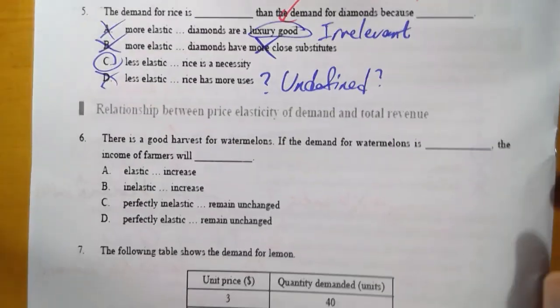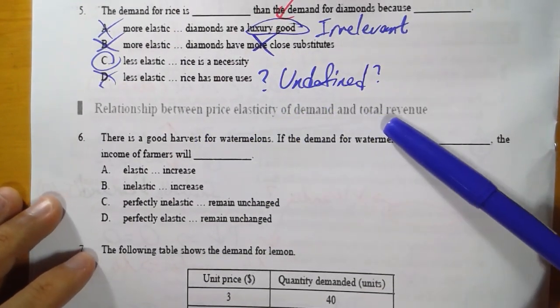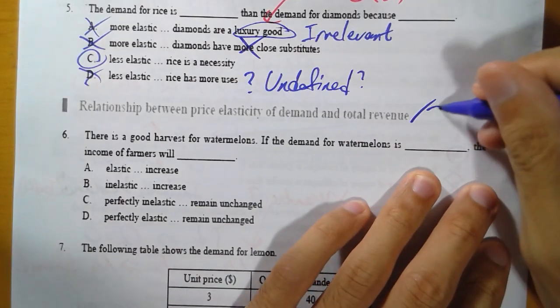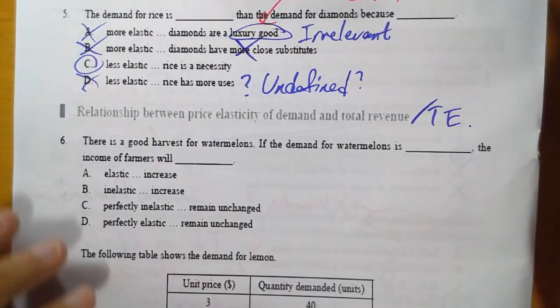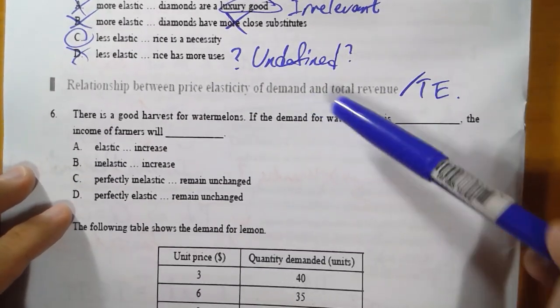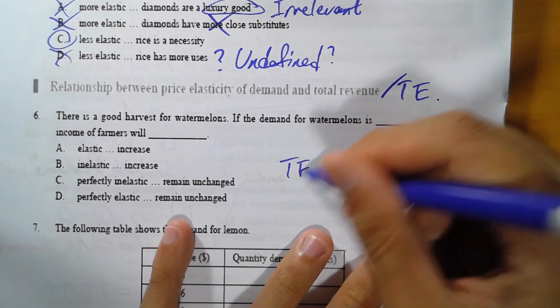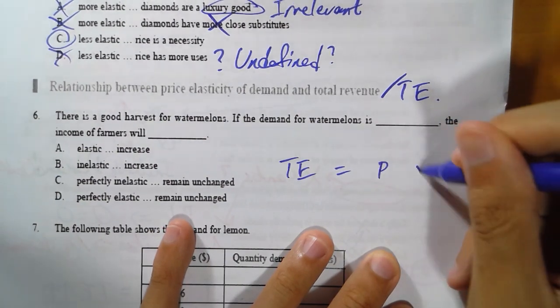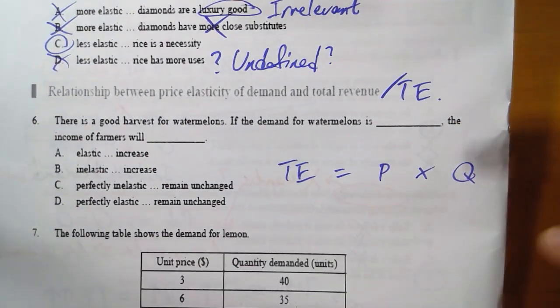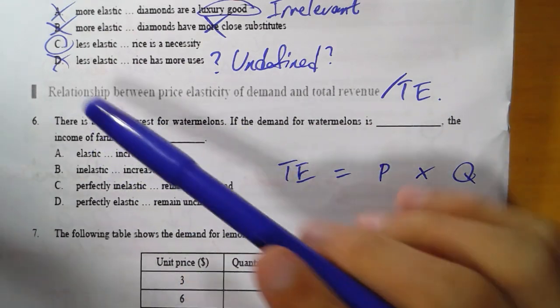Now for the next section, we're going to talk about price elasticity of demand and total revenue or total expenditure, depending on your perspective. Remember, when we do this type of question, there is a very important formula we need to understand. That is TE equals P times Q. We always start with this one. Now let's try one example.